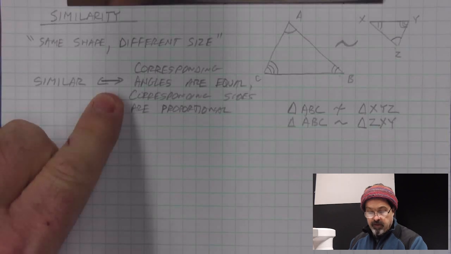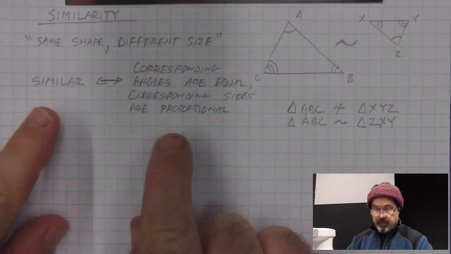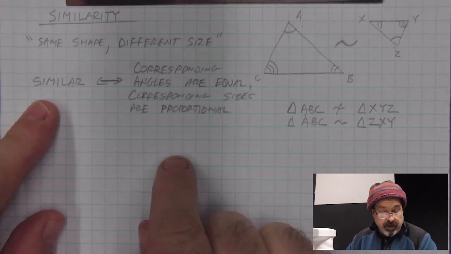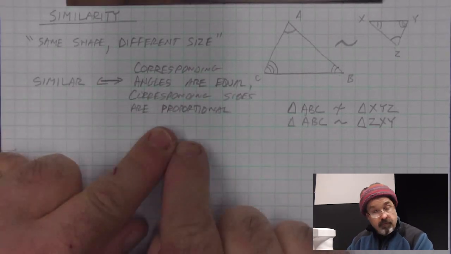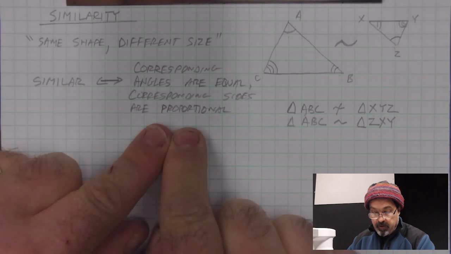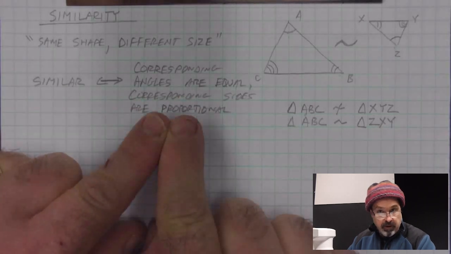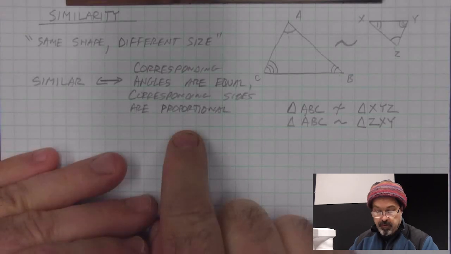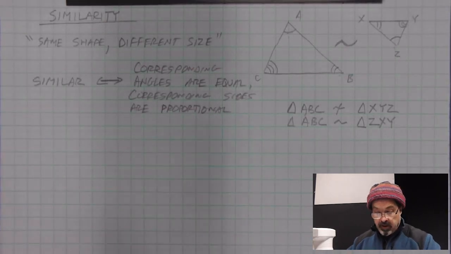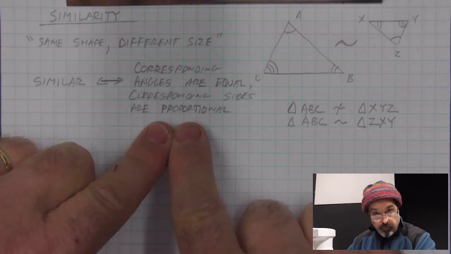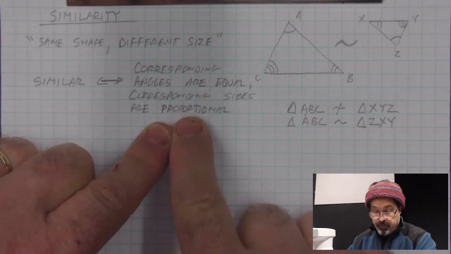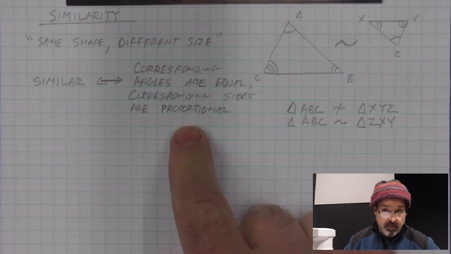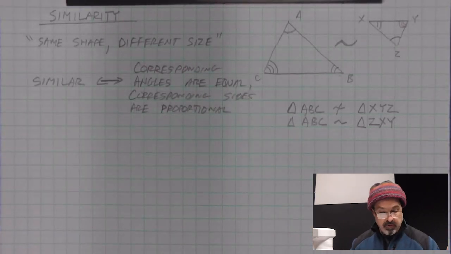I have a double-headed arrow here to suggest that if you know that triangles or any shapes are similar, then it follows that the corresponding angles are equal and the corresponding sides are proportional. But we can go in reverse. If we can establish and prove that corresponding angles are equal and corresponding sides are proportional in the shapes, then our conclusion is that they're similar. It goes both ways.